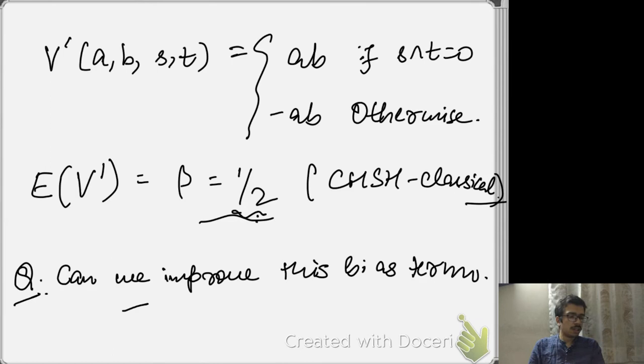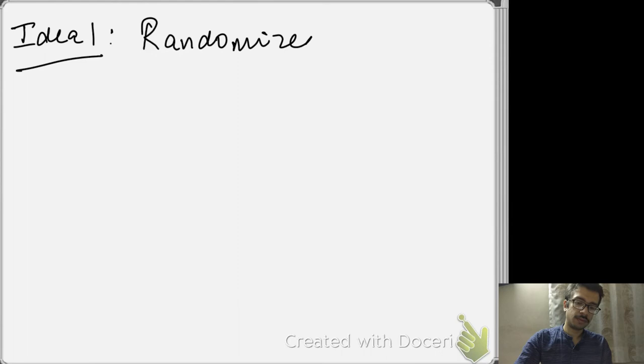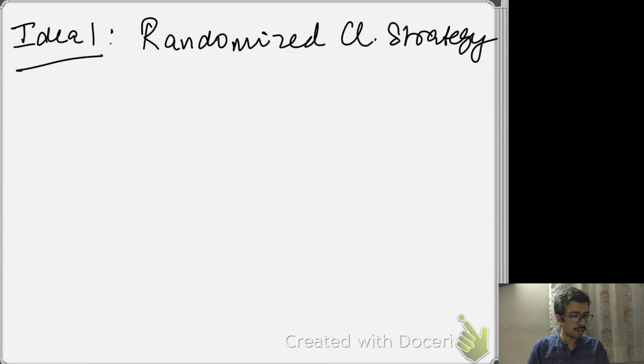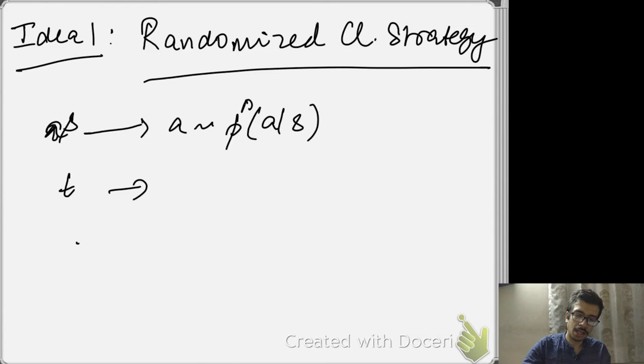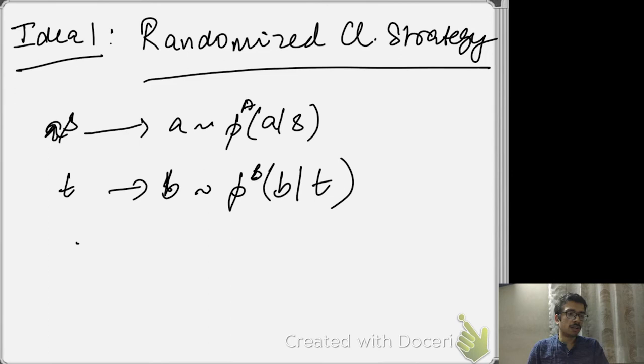So the first strategy which comes to our mind is that, well, let's still deal with classical operators, but let's allow a randomized classical strategy. In a randomized classical strategy, given input s, Alice can output a with distribution PA of a given s, and similarly, given t, Bob can output b with distribution PB of b given t. Okay, then what is the best we can do? The answer is that here we can't do better than 3/4.